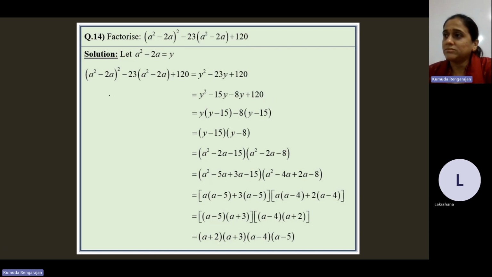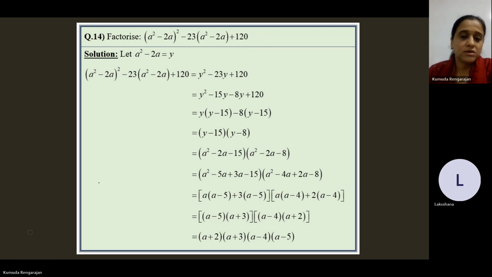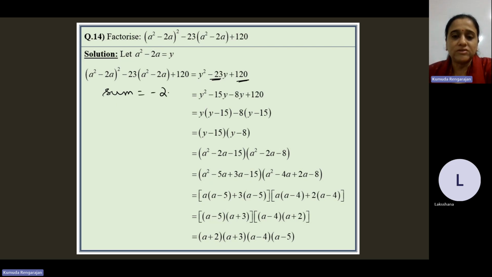So what is the sum? Sanjay, what's the sum? In this quadratic polynomial, what is the sum and what is the product? The sum is minus 23, right? And the product is plus 120. The sum is minus 23 and the product is 120.